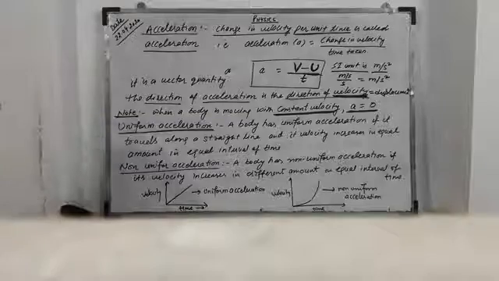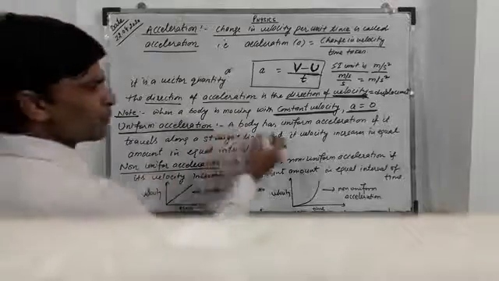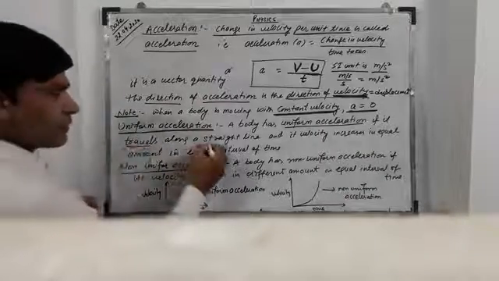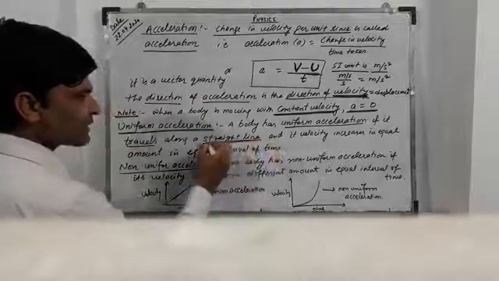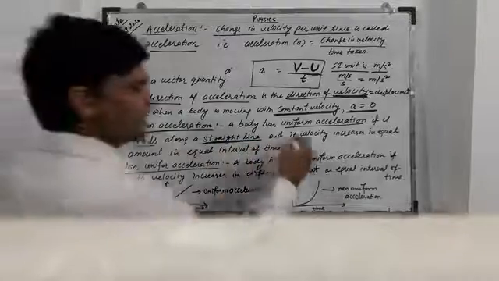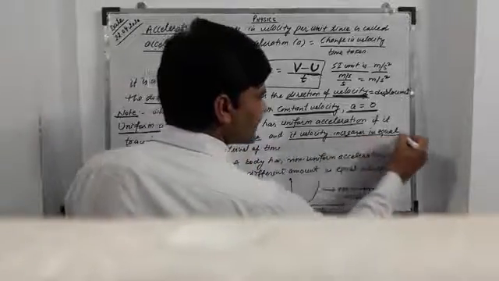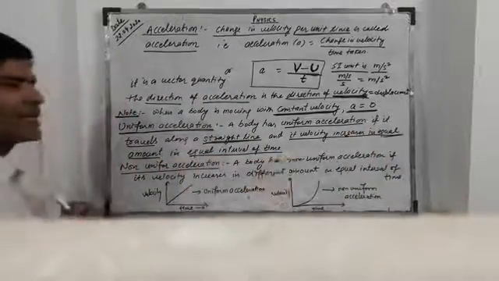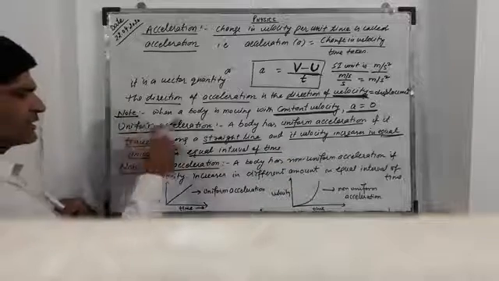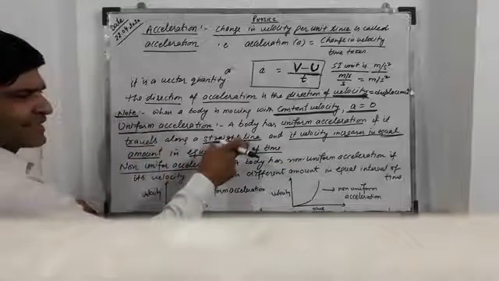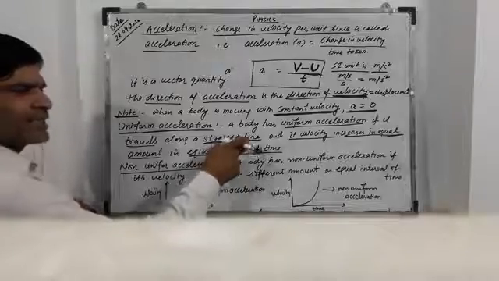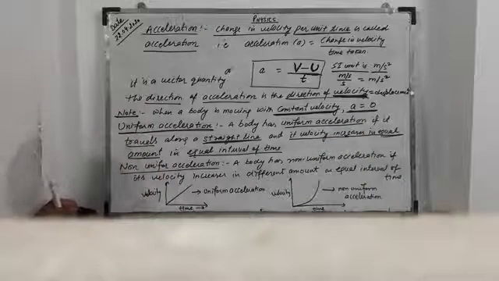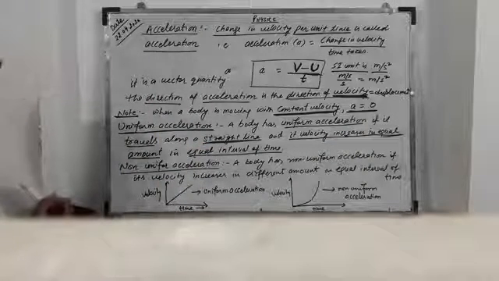Now we are talking about uniform acceleration. What is uniform acceleration? If a body has uniform acceleration, then first, it travels along a straight line, and its velocity increases by an equal amount in equal intervals of time.